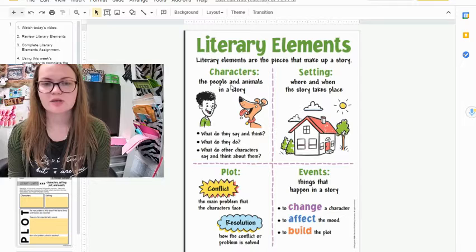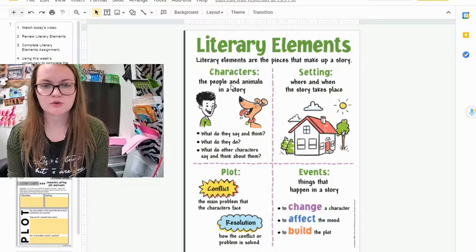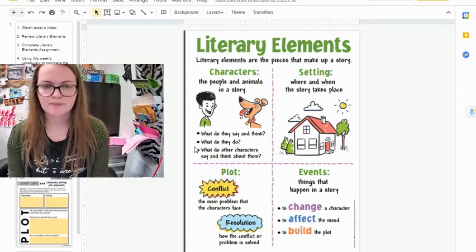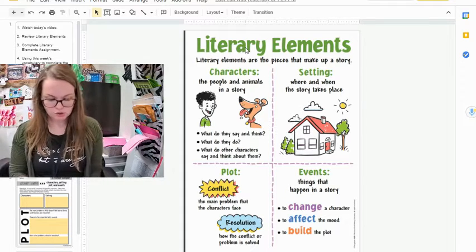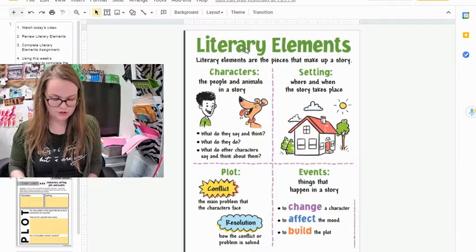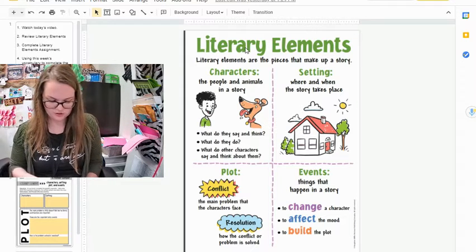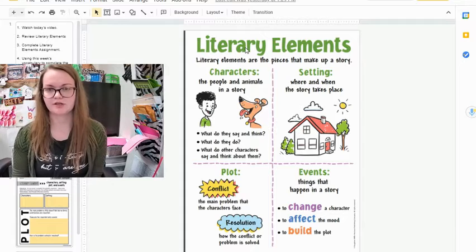The characters. Those are the people and animals in a story. When you're reading, you should think about what they say and think, what they do, and what other characters say and think about them. So, in our story, you can think back to who the main characters are. You did that a little bit yesterday where you wrote down some details about the main characters.